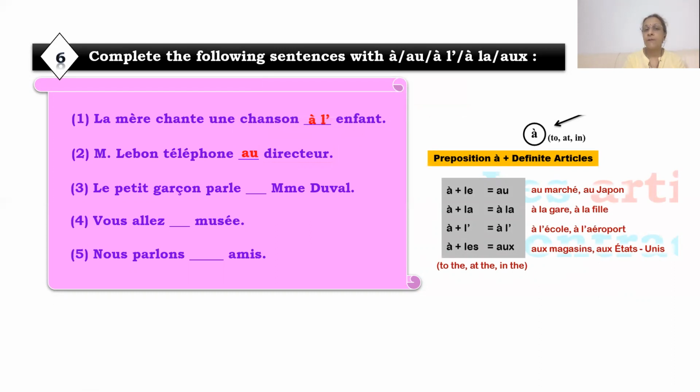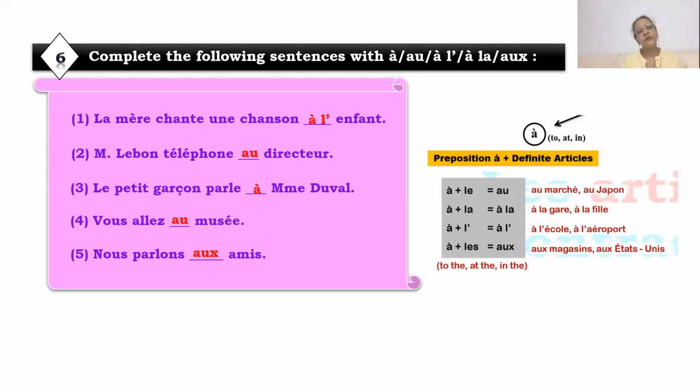Directeur is a masculine singular noun, so I shall use what? Au. Madame Duval, le petit garçon parle à Madame Duval. Madame Duval is a proper noun. So I cannot say the little boy is speaking to the Mrs. Duval. So I will say what? Only the preposition to, à. Vous allez au musée. Musée is a masculine singular noun ending with e, but a masculine singular noun. So I shall use the article au. You are going to the museum. And the last one, ending with s is a plural noun. So I shall use what? Aux.